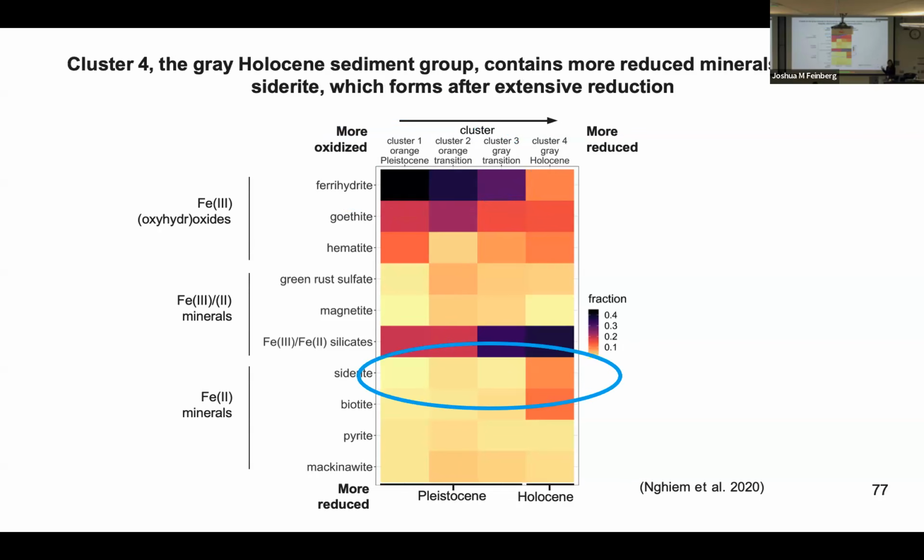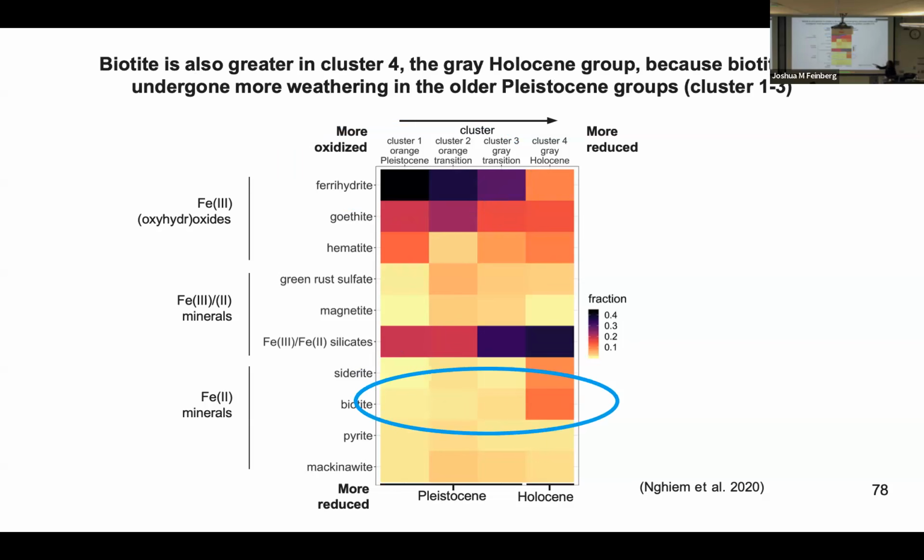We can also see, for example, in cluster 4, which is our gray Holocene sediment, more reduced minerals such as siderite, which forms after extensive reduction from iron 2 and from bicarbonate. And we can also see that biotite and other silicates are greater in the fourth cluster, the gray Holocene group, because biotite has undergone more weathering in the Pleistocene groups, clusters 1 through 3, over time.